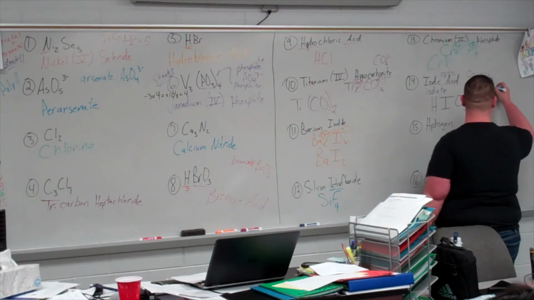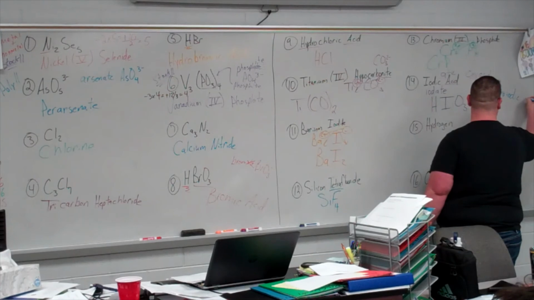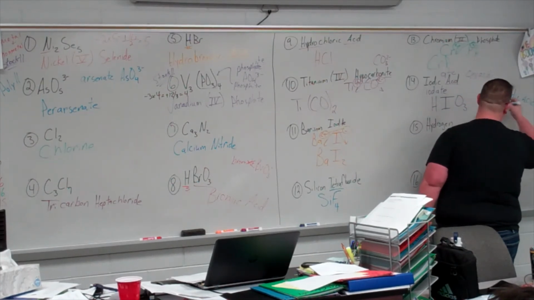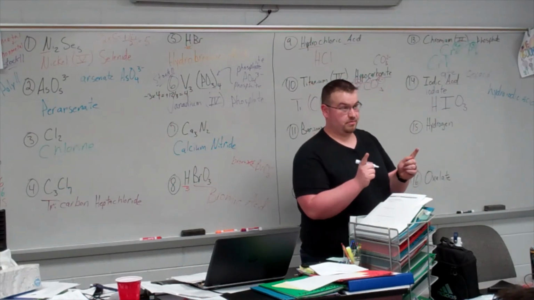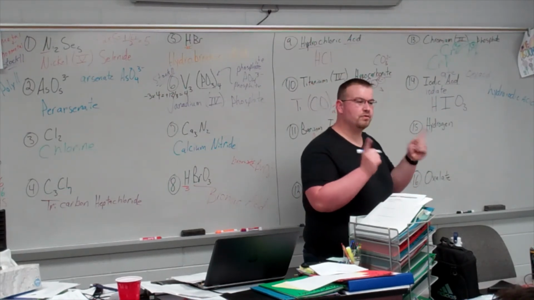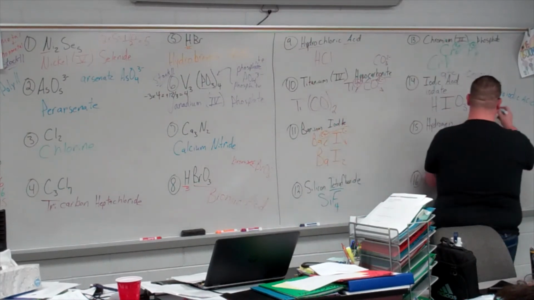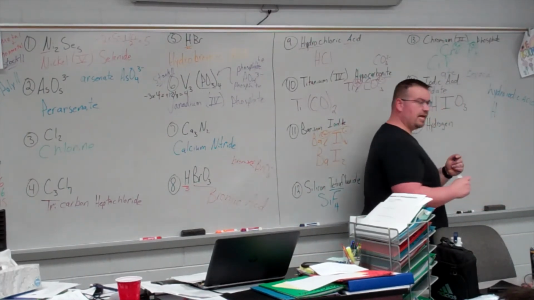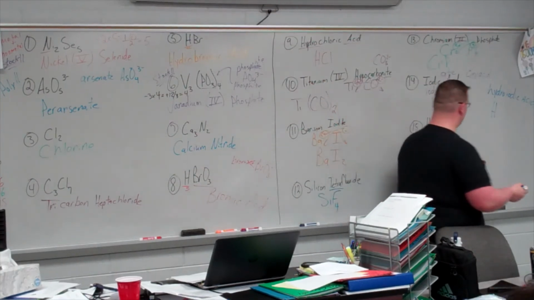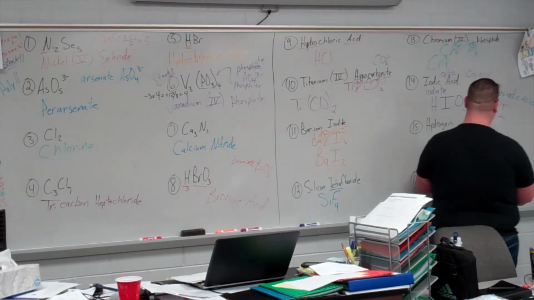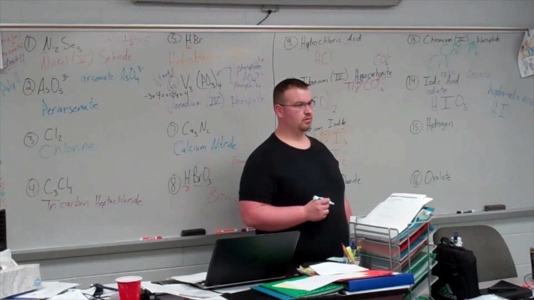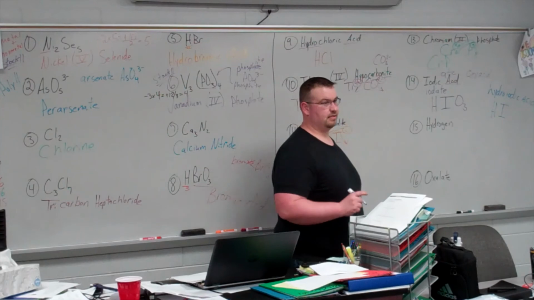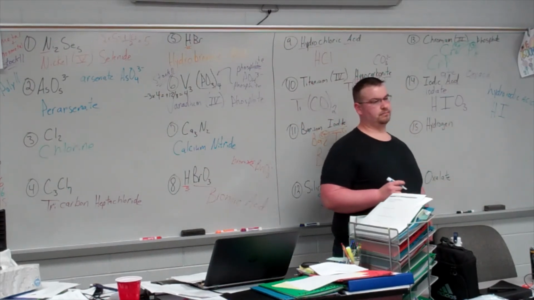What if I put hydro in front? Hydroiodic acid. What's hydro tell you? It's binary. So what's the first element? Hydrogen. What's the second element? Iodine. So it's hydroiodic. If it doesn't have hydro in front of it, it's always going to be an oxyacid. Exactly.